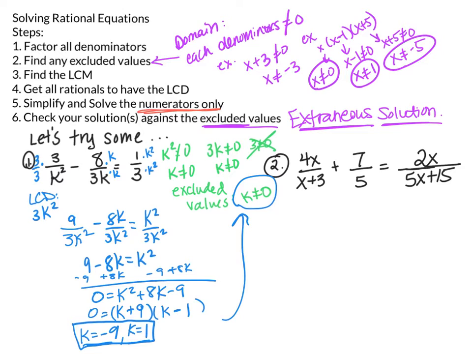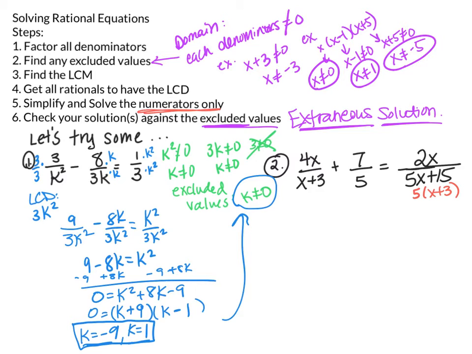Okay, so let's look at another example. Go a little bit quicker through it since hopefully now we've got the idea of what's going on. Okay, first thing I want to do is factor. This one does need to be factored. I'm going to have a 5 and then an x plus 3.